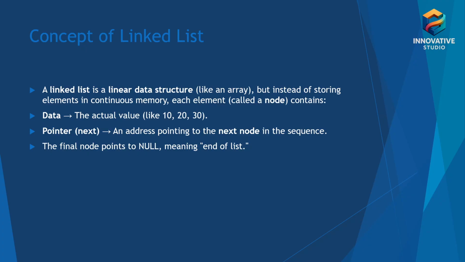The data holds the values in value types. A node contains two parts: one is the data part and the other is the address part. Next is used for the address that points to the next node of the sequence. The final node points to null, which means that is the end of the list. In this way you can define a linked list. This is the simple concept of a linked list.